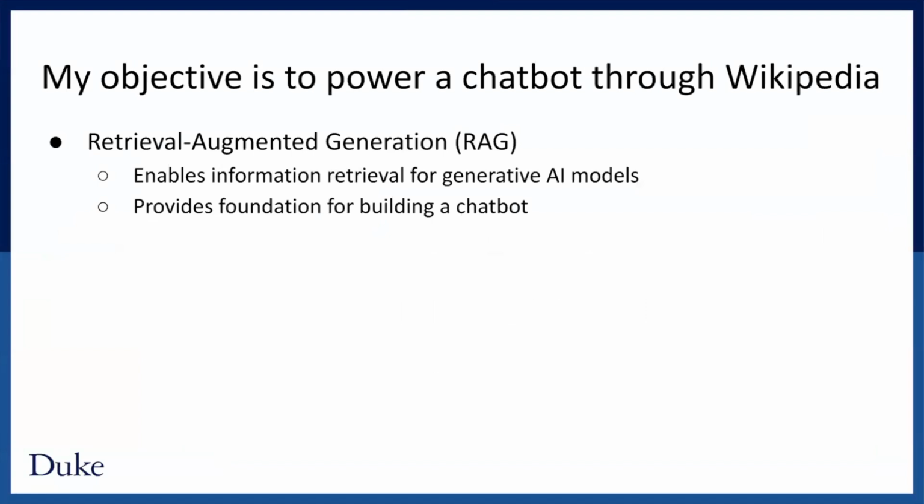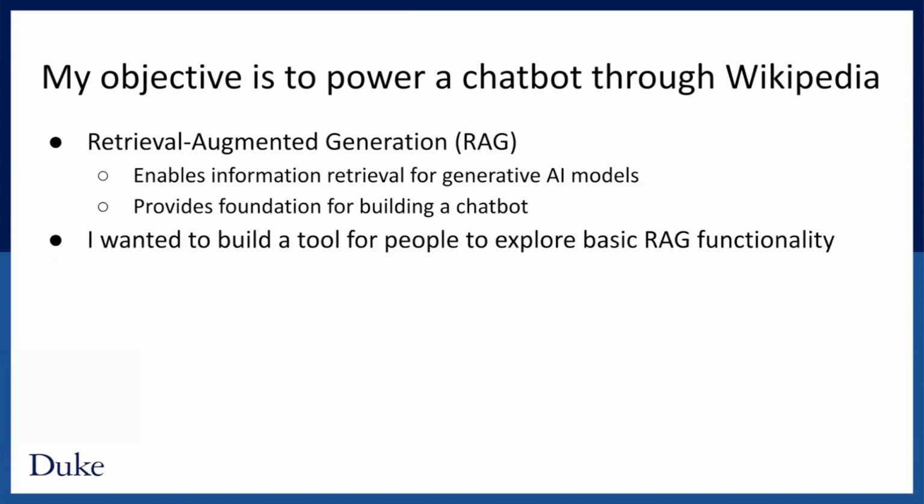But my main objective for this homework was to power a chatbot through Wikipedia. And as we've learned in class, I was going to use RAG to do this, or retrieval augmented generation, because RAG enables information retrieval for generative AI models. And because you build in this new functionality of retrieving information, this provides the foundation for building a chatbot. So I wanted to build a tool for people to explore basic RAG functionality, kind of like this assignment was intended to make me do. And so I thought it would be fun to design a tool that taught me about it and also could help other people learn about basic RAG function.